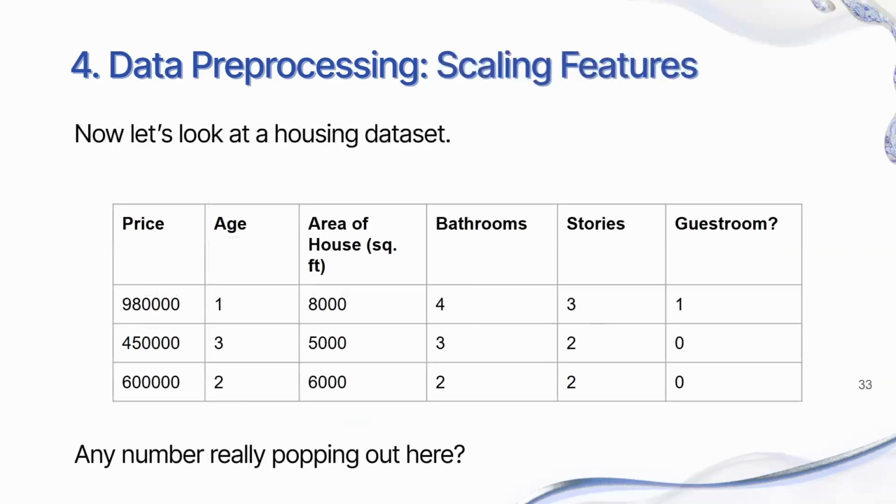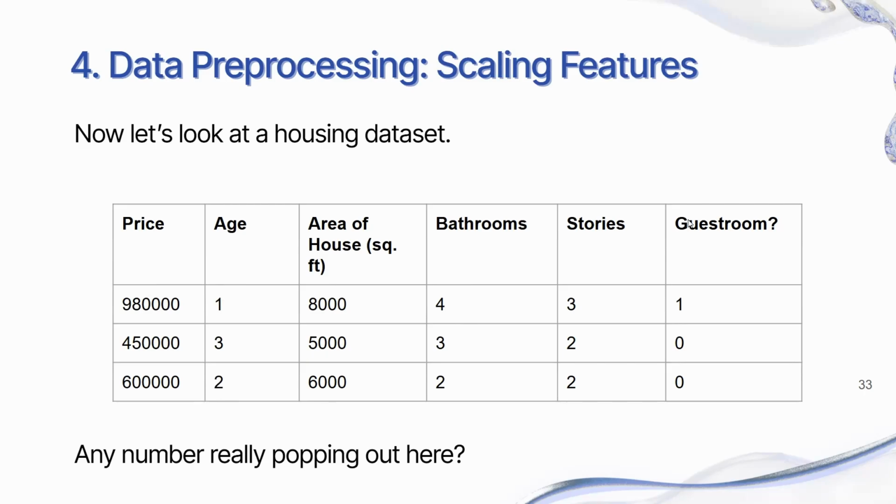Okay, last thing, scaling features. This is a housing data set. Can someone tell me which numbers really catch your eye here? Yeah, if you look at the price compared to the rest of the data, it is huge. The problem is that in ML, these numbers are going to dominate. These numbers are so big that the small numbers are going to become negligible. They're going to have no effect on the data set, which is horrible.